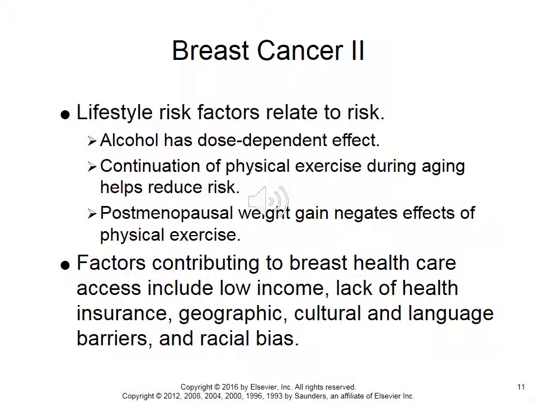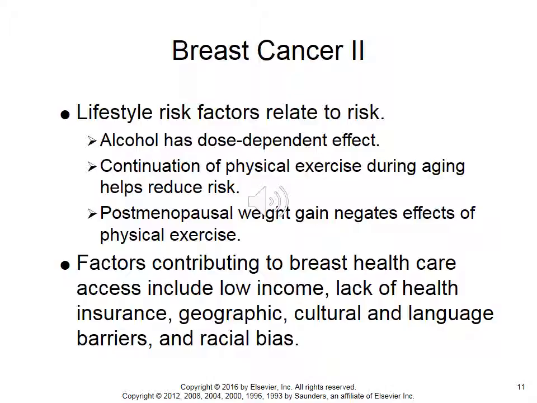There are certain lifestyle risk factors that also will increase risk. Alcohol has a dose dependent effect, and what that means is the risk increases with the amount of alcohol consumed. So, for instance, if you have a client who drinks 3 drinks per day, her lifestyle related risk is going to be greater than your client who maybe just drinks on social occasions. It's important to educate patients to continue physical exercise during aging, as this does help to slightly reduce the risk.